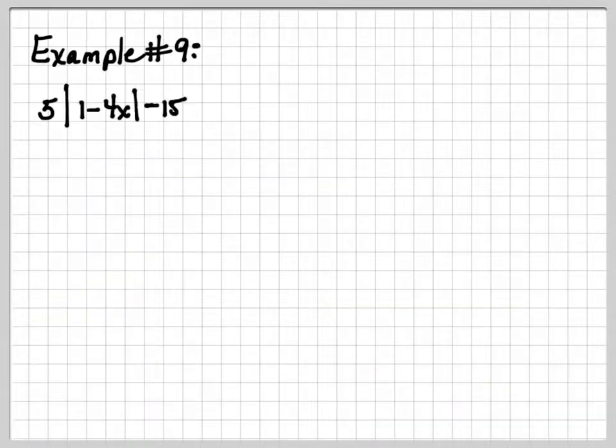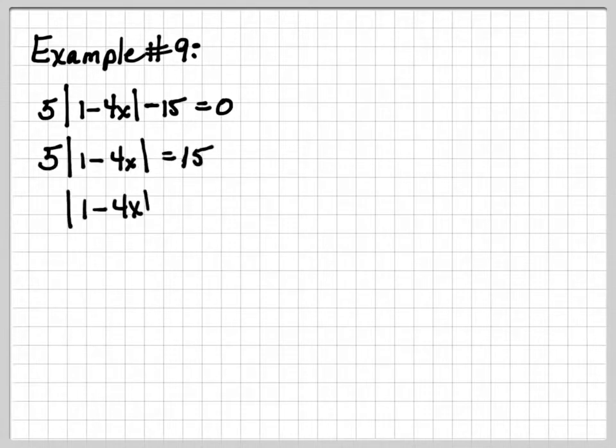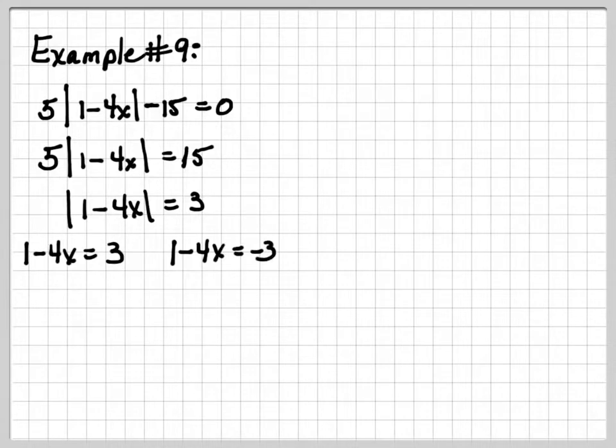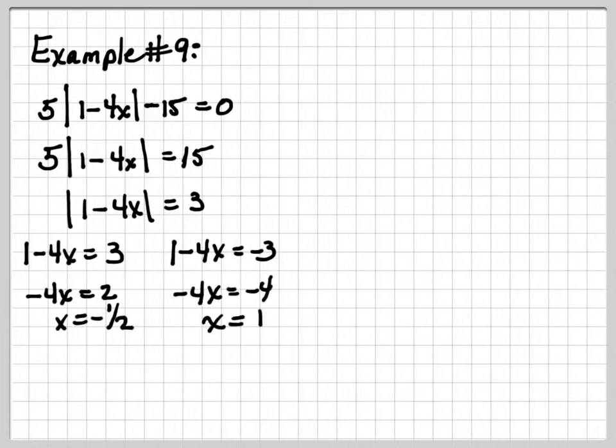Example number 9. When you have absolute value, just like all of the other problems we've done in this section, you have to isolate that. So I'm going to first add 15 to both sides and then divide by 5. So now I have my absolute value all by itself. Absolute value of 1 minus 4x equals 3. That means either 1 minus 4x equals 3 or 1 minus 4x equals negative 3. And when I solve these very simple problems, I get x equals negative 1/2 or x equals 1.